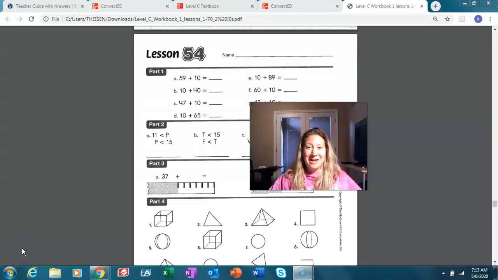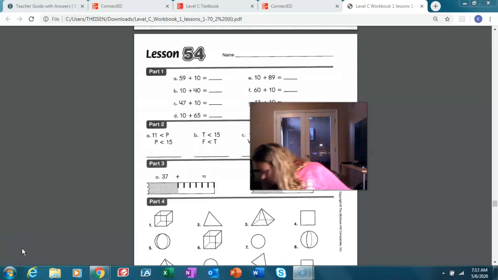We are going to work on lesson 54 today in your workbook. So you will need to have your workbook open to lesson 54, and that is on page 142. So if you could have your workbook open, and we are going to begin with doing some counting exercises together first.